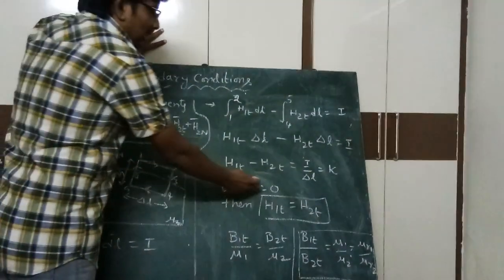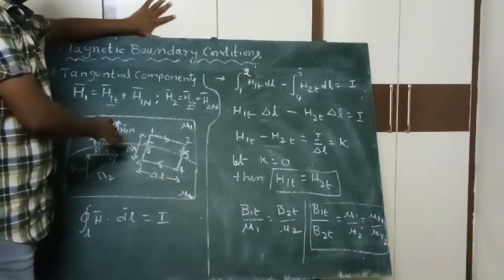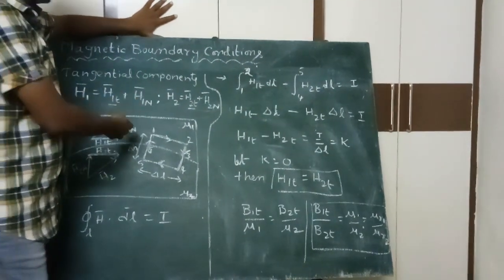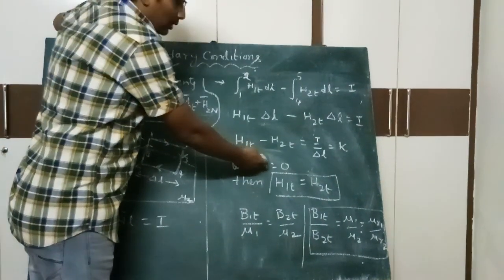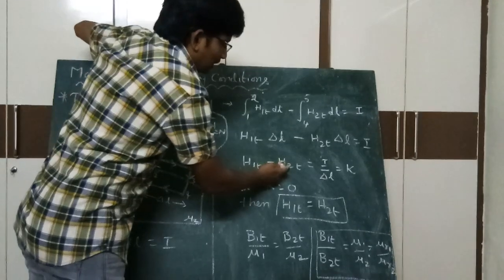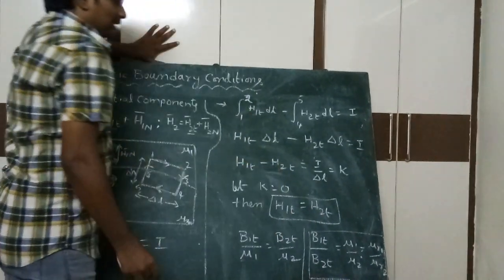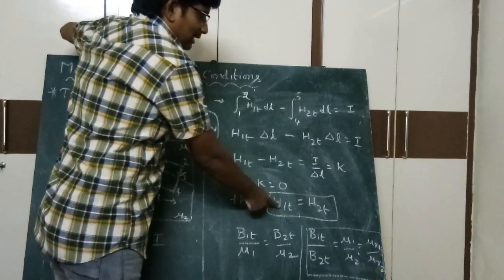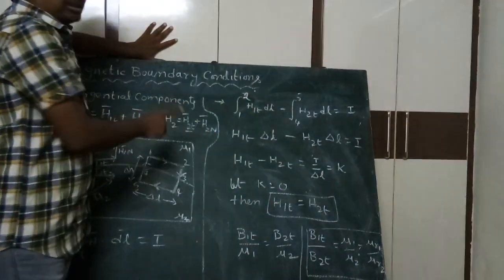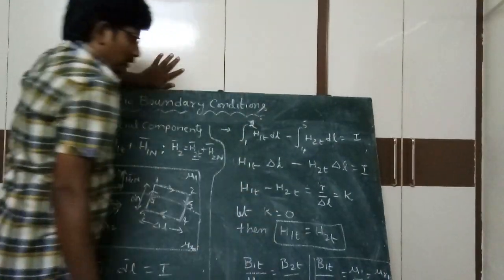Let us consider K equals to 0. That means if you consider a magnetic material, where the field is developed due to magnets, then we can consider K equals to 0. Then the above equation becomes H1T is equals to H2T. So this is the first boundary condition. That means the tangential component of magnetic field intensity in both the magnetic materials is the same. That is H1T is equals to H2T.